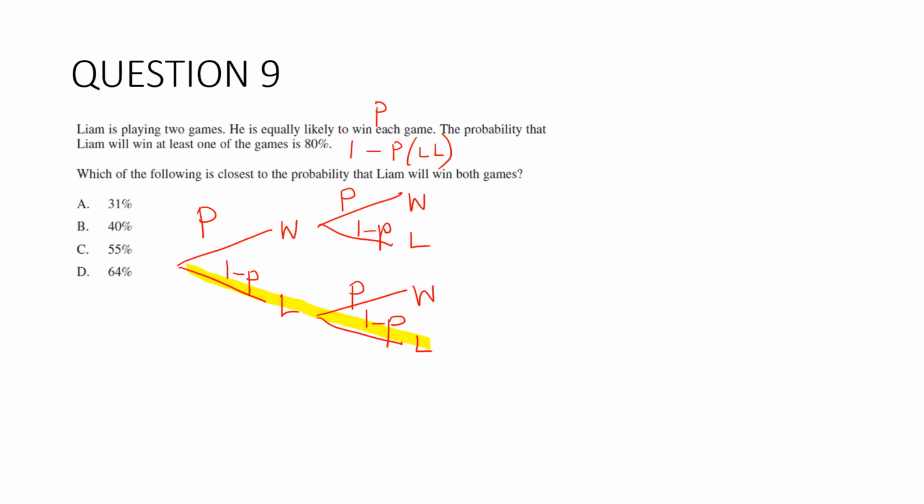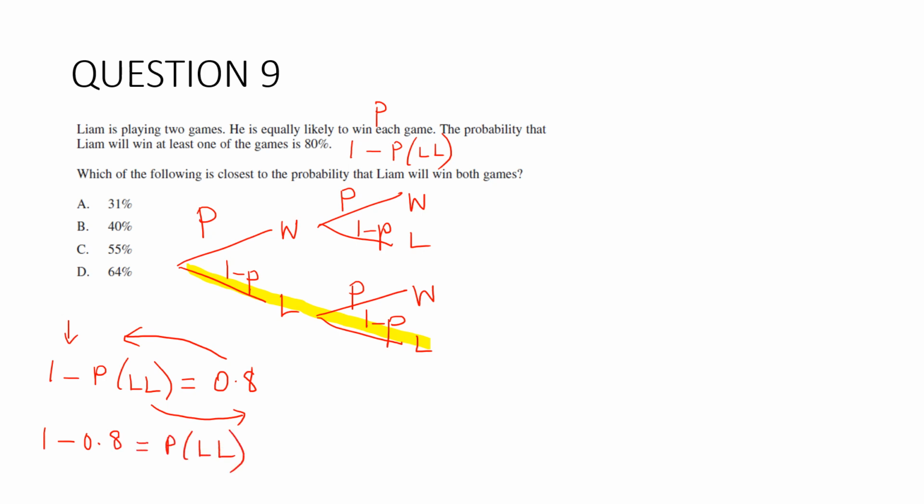All right, so 1 minus the probability that he loses both games is equal to 80%. I'm going to write that as a decimal. I'm going to do something sneaky here. I'm going to put that 0.8 over to the left-hand side and this over to the right, and that just avoids this negative. So 1 minus 0.8 is equal to the probability that he loses both games, or in other words, the probability that he loses both games is 0.2.